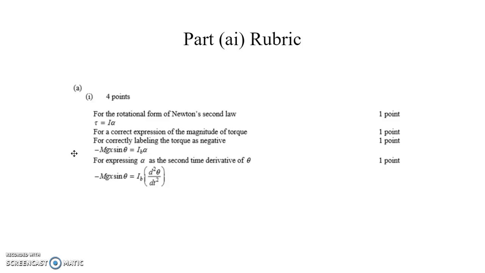So first, the first point out of 4 on this problem would be given for using the correct form of Newton's second law. As I said, this involves rotational motion as opposed to linear motion. Therefore, sigma torque equals rotational inertia times alpha would give us 1 point, as opposed to sigma F equals ma.